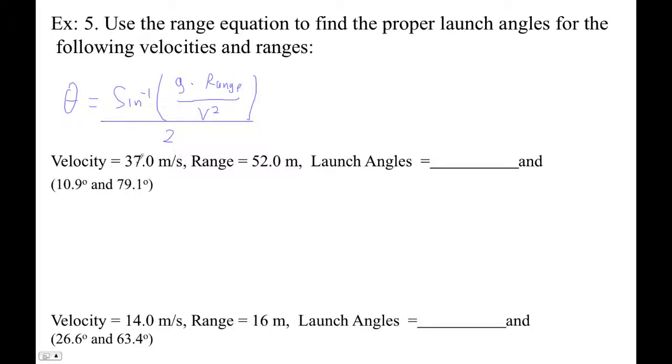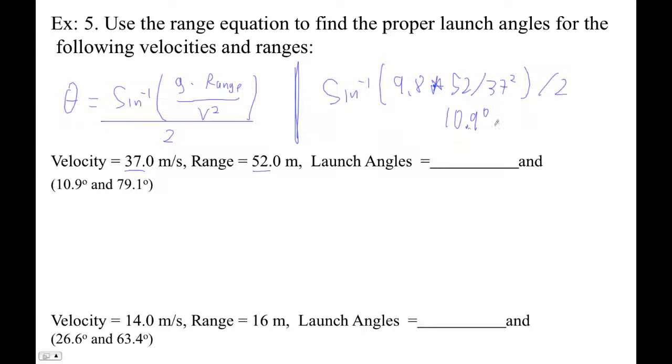But let's just try this, guys. Let's see. Velocity is 37 meters per second. Range is 52. So it's going to look like this. You're going to go sine minus 1 of 9.8, that's our g, times the range. So you go times 52 divided by 37 squared, and then divide that by 2. So when I do that, I go inverse sine of 9.8 times 52 divided by 37 squared divided by 2. And I get that it's 10.9 degrees.